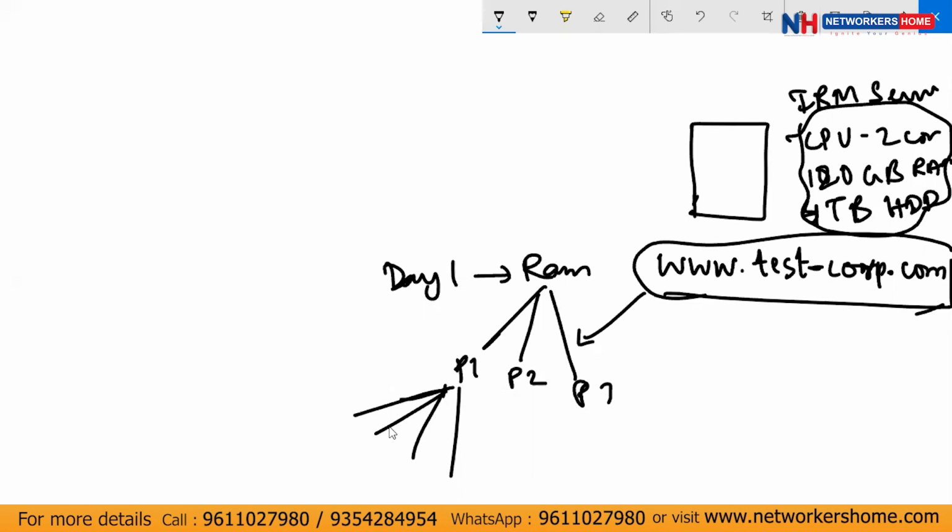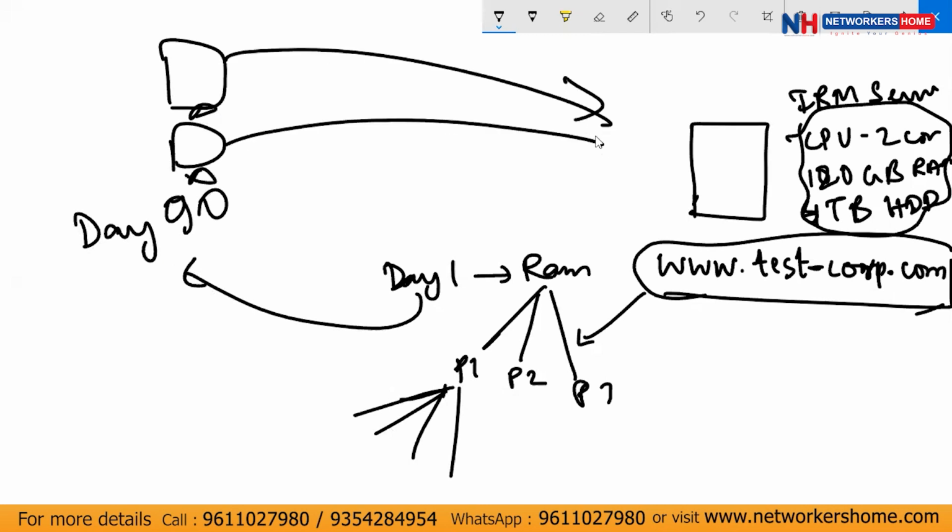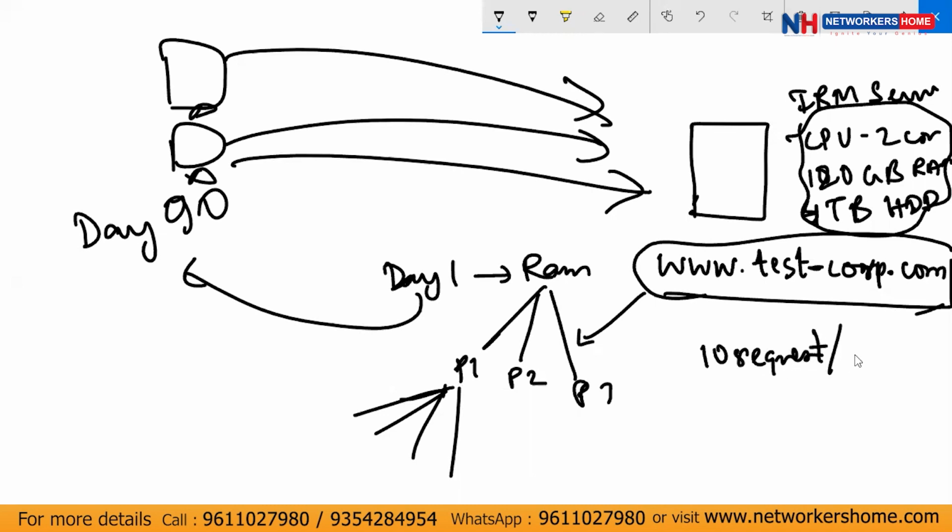So likewise, from day one, let's say down the lane, 90 more people know about it. The traffic which is being generated from different user machines towards this server keeps on increasing. So at the end, what happens is, initially, let's say on day one, only 10 requests were hitting the server per second.